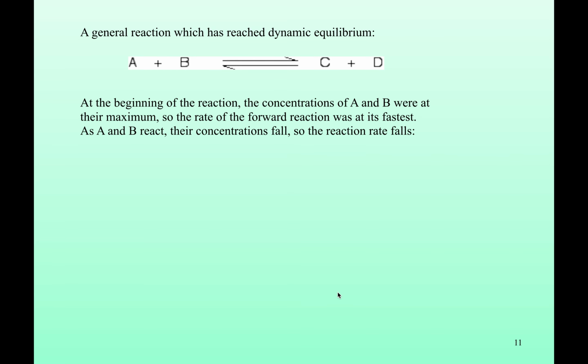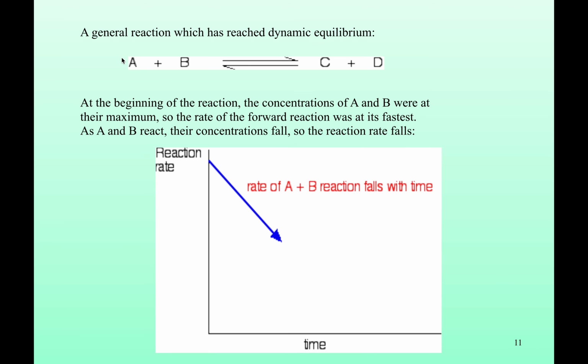So the generic equilibrium: A plus B making C plus D. At the beginning, the concentrations of A and B were at their maximum, and C and D at their minimum. And then as the reaction goes on, obviously A and B start to get used up. If A and B are used up, then obviously the reaction rate decreases. Why? Because reaction rate is dependent on concentration. So the concentration of A and B is decreasing, so the reaction rate is decreasing. As C and D's concentrations increase, then the reverse reaction rate increases.